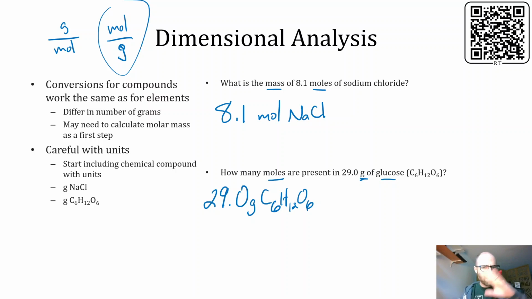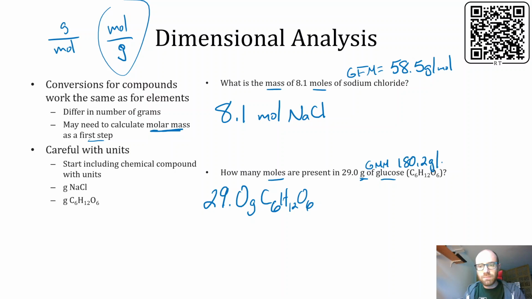As with before, the first step is always to write your given quantity with units, with a chemical. But I think also an early step is going to be calculating that molar mass. So you're going to have to go to your reference table. From the previous video, we know that the gram formula mass of sodium chloride is 58.5 grams per mole, and that the gram molecular mass for glucose is 180.2 grams per mole.